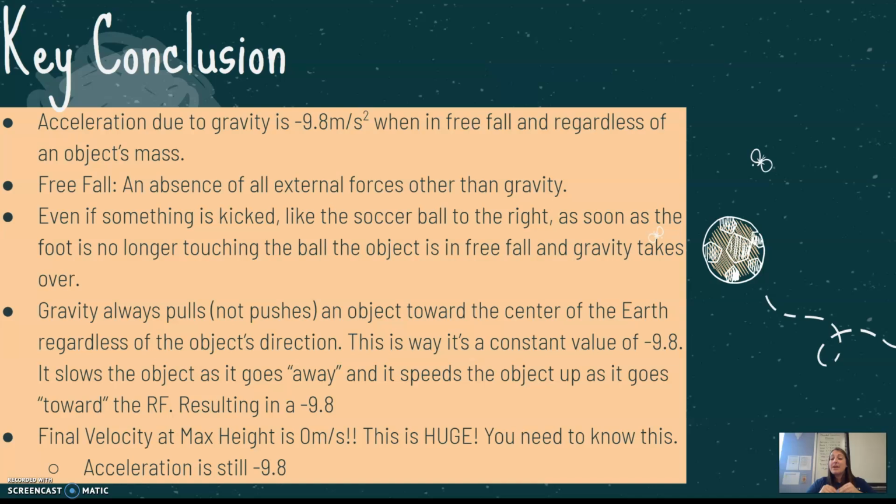And after you complete this video, you should watch the BBC video that actually proves that gravity doesn't care about what mass you have, it doesn't care about the shape, size, or otherwise, it's going to pull everything down the exact same way. So when I say that we have the -9.8 in free fall, that's kind of a very specific thing.